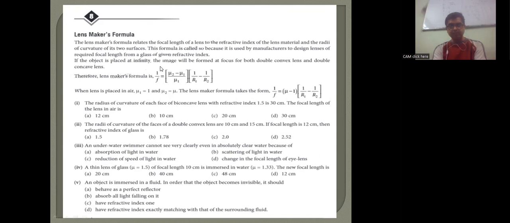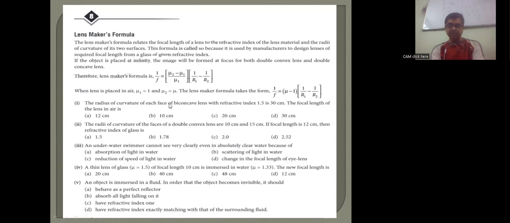If the object is placed at infinity, the image will be formed at the focus for both double convex and double concave lenses, using the lens maker equation 1 by f equals to (mu2 minus mu1) by mu1 into (1 by R1 minus 1 by R2). So you can also take mu2 by mu1 minus 1. When lenses are placed in air, mu air is 1 and mu2 is mu. The lens maker formula will become 1 by f equals to (mu minus 1) into (1 by R1 minus 1 by R2). Now come to the first one.